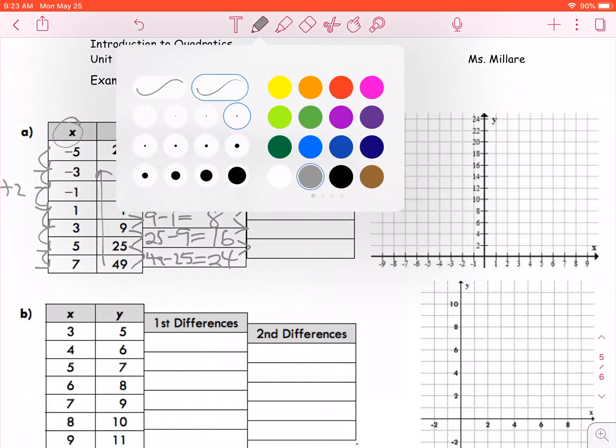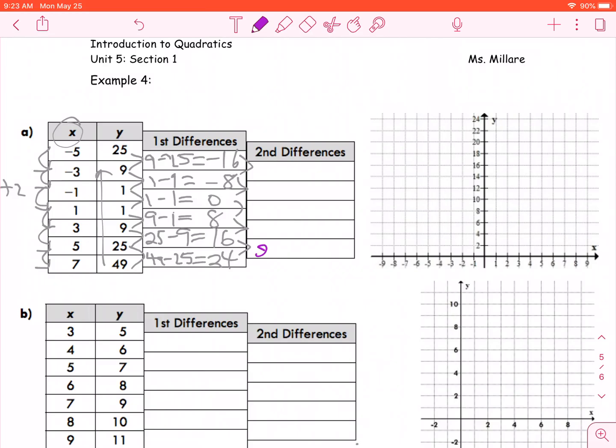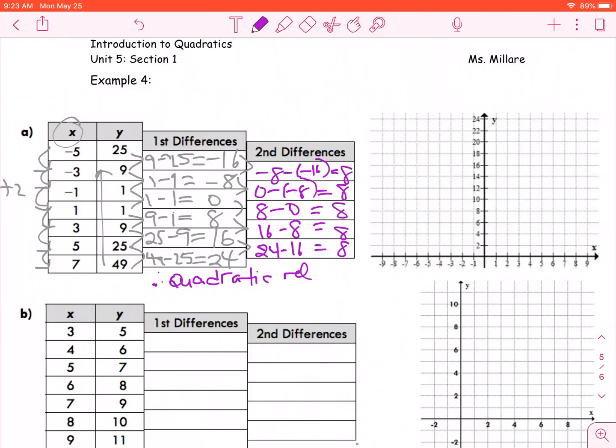Okay, so now we're going to take our second differences and do the same thing where we start at the bottom. So 24 take away 16, 16 take away 8, 8 take away 0, 0 take away negative 8, negative 8 take away negative 16. And what you'll notice is that each one equals 8. Okay, so we would say this would be a quadratic relation because your second differences are constant.